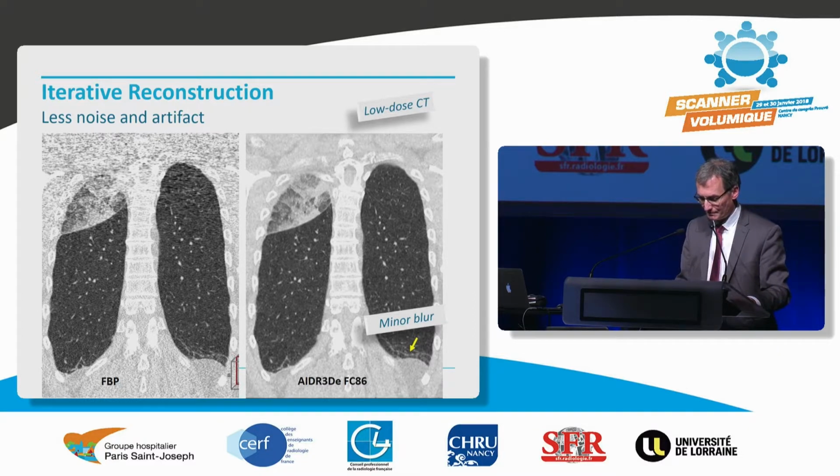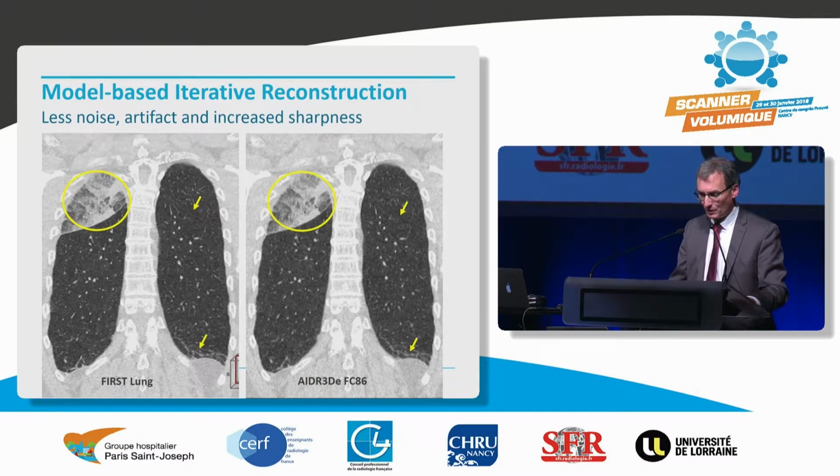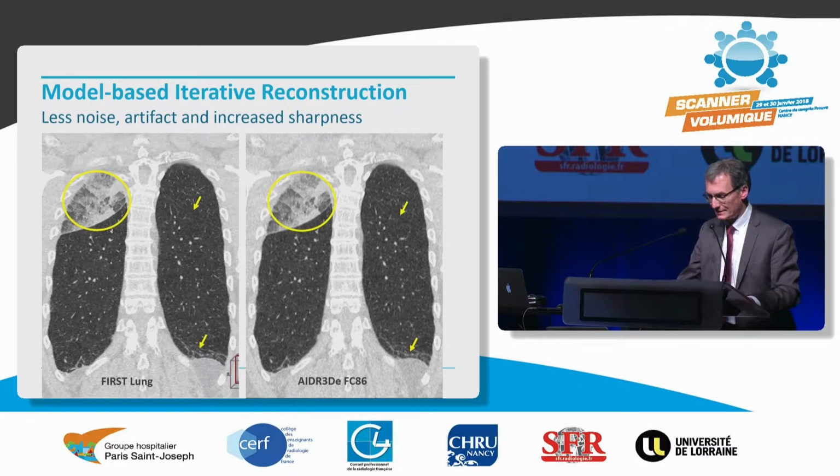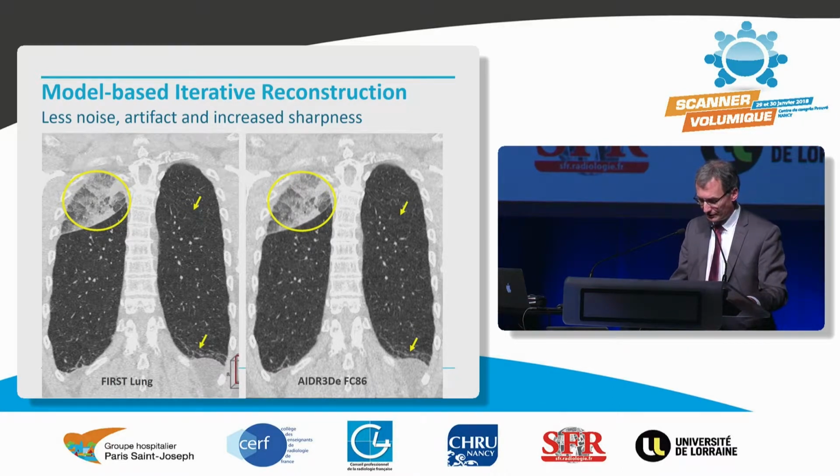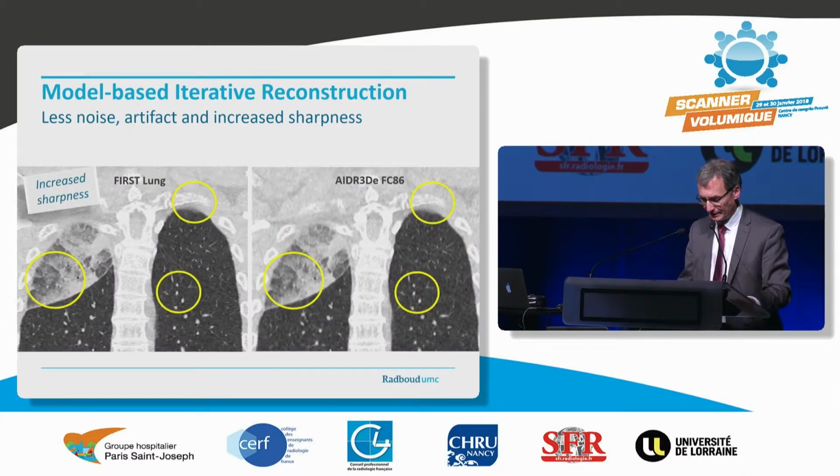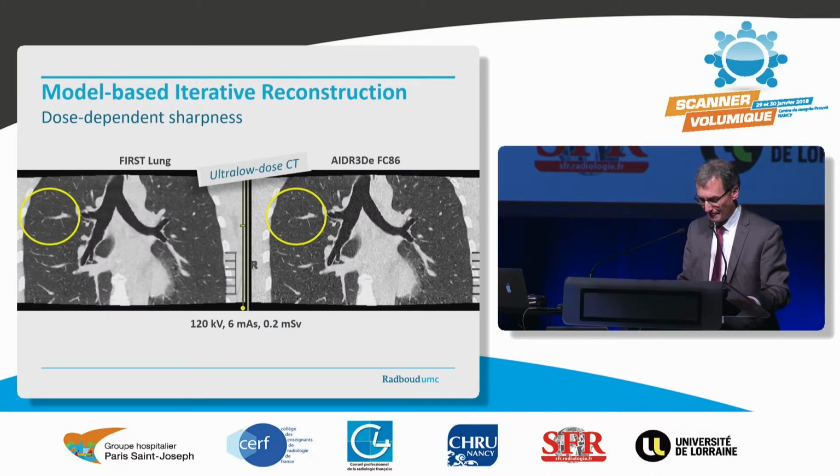But if you look very closely, it will also introduce some minor blur in areas where we do have enough dose. Now, if you go to these model-based iterative reconstructions, we do see that there is less noise, less artifact, but also increased sharpness. So it's, again, very similar to what we've seen, and it actually increases that over filtered back projection. Here, again, in an enlarged fashion, you see much more detail as you go to these model-based iterative reconstructions.